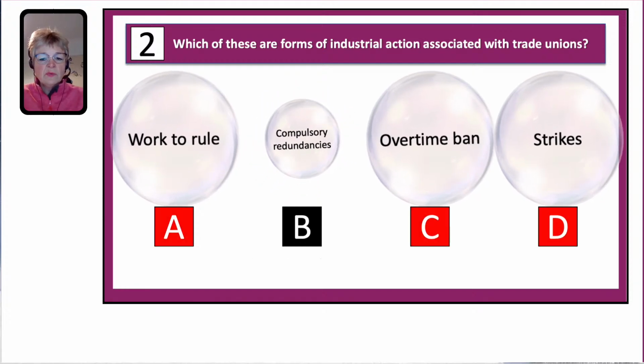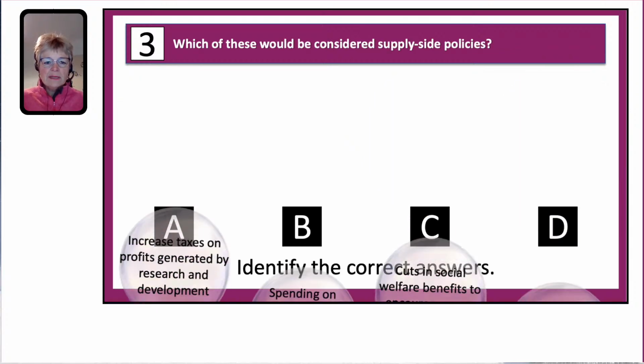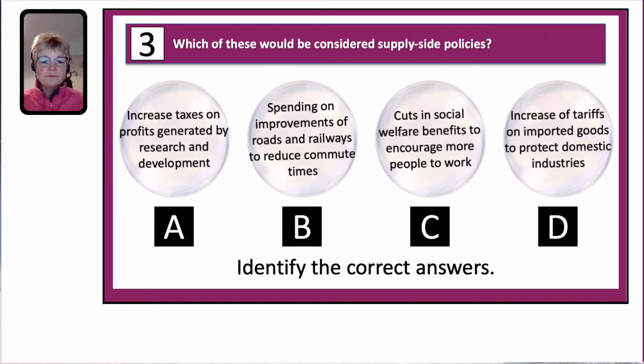So let's have a look. We all know about strikes. Well done. Thank you very much, John. It is A, work to rule, C, overtime ban, and D, strikes. Don't we all know about strikes, with the train strikes and the bus strikes, doctors' strikes, nurses' strikes. There we go.